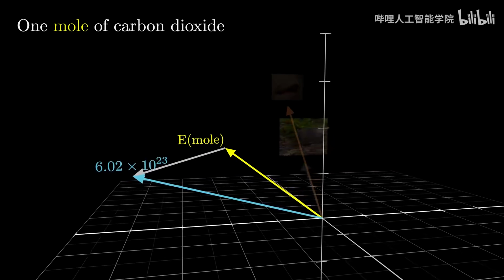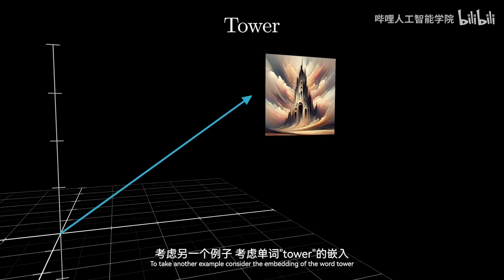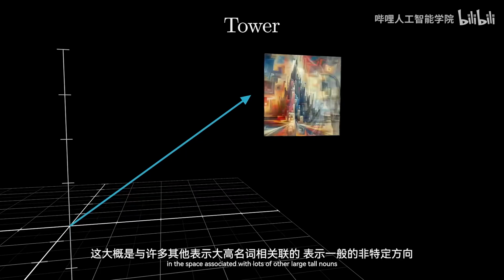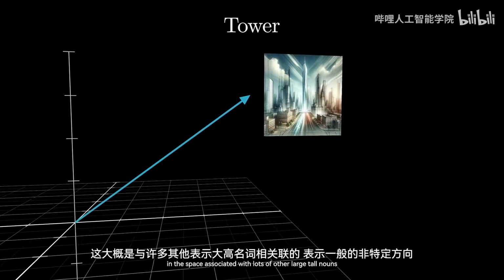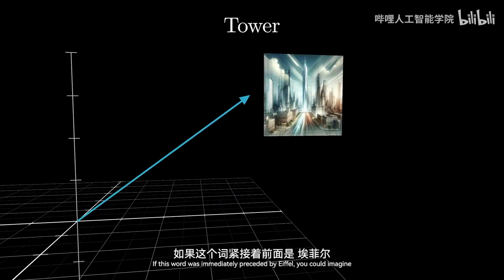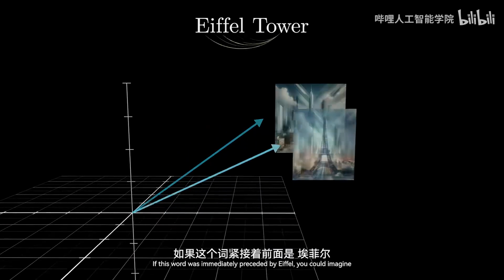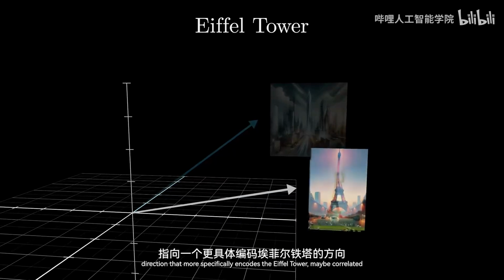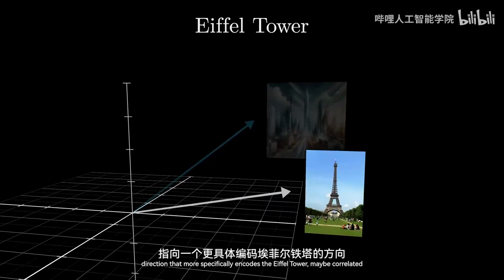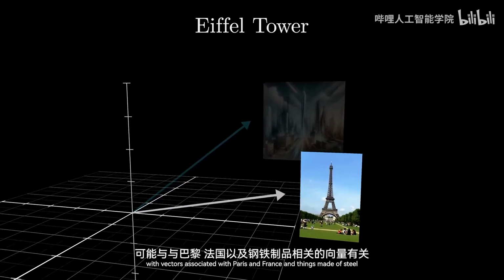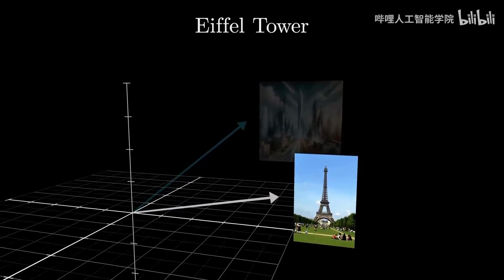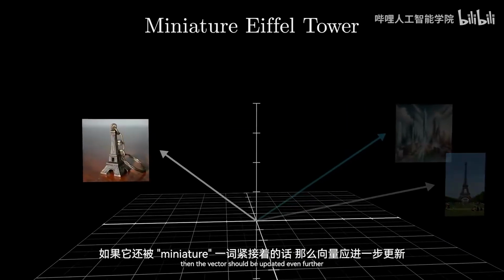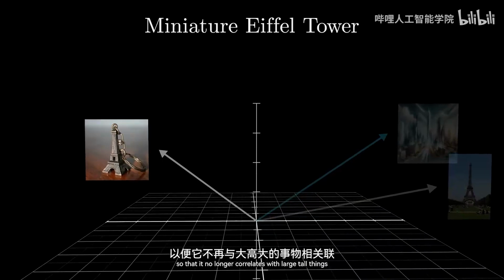To take another example, consider the embedding of the word tower. This is presumably some very generic, non-specific direction in the space, associated with lots of other large, tall nouns. If this word was immediately preceded by Eiffel, you could imagine wanting the mechanism to update this vector so that it points in a direction that more specifically encodes the Eiffel Tower, maybe correlated with vectors associated with Paris and France and things made of steel. If it was also preceded by the word miniature, then the vector should be updated even further so that it no longer correlates with large, tall things.